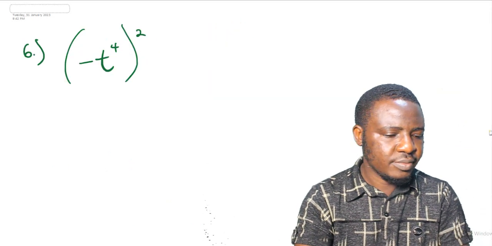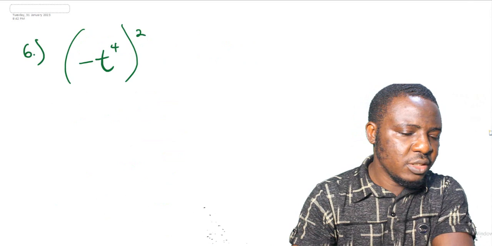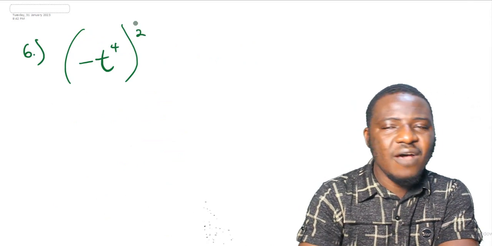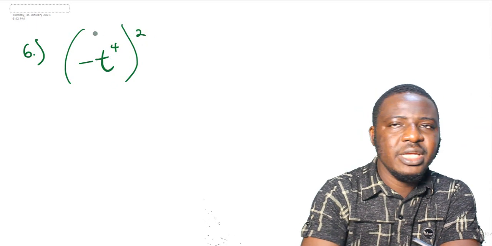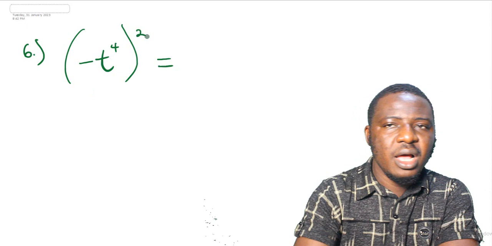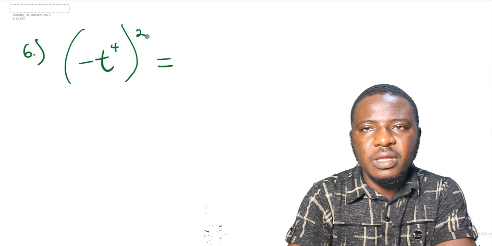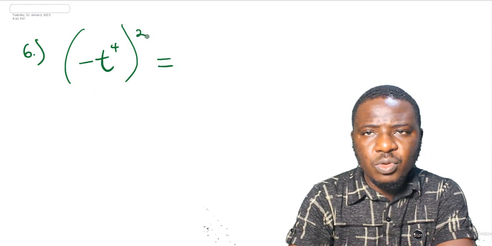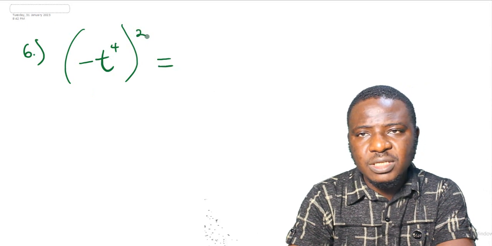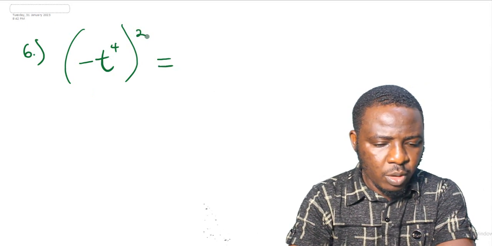Question number 6. Minus t raised to power 4, all squared. The square now affects whatever you have in the bracket. Remember, I said when the power is even and the variable is negative, automatically it becomes positive, which I proved to you.